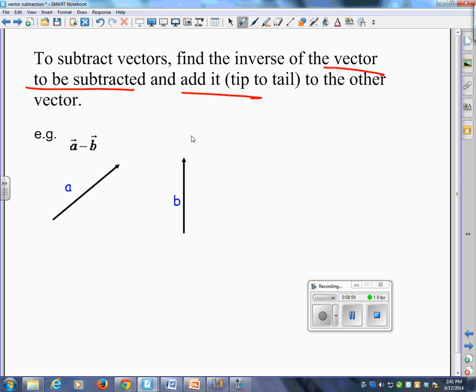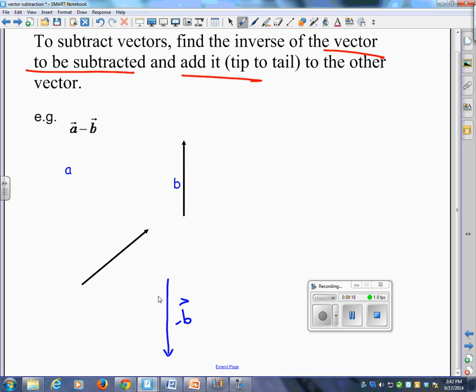Okay, so I have to take the opposite of B, right? So I'm going to go like this. That's minus B, right? I'm going to take A, and I'm going to add minus B, like so. All I did was take B, flip it, and then it becomes addition. Where's my result? From there to there. So this is A minus B.